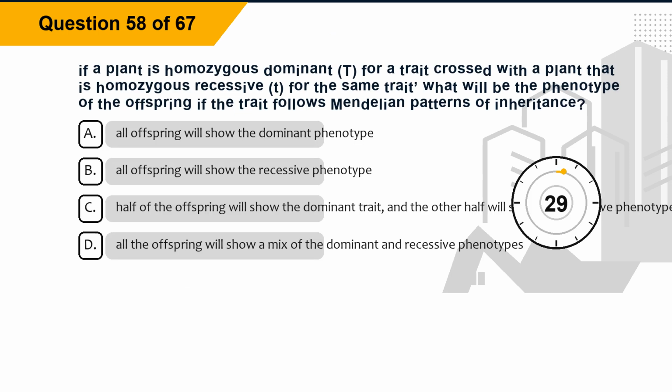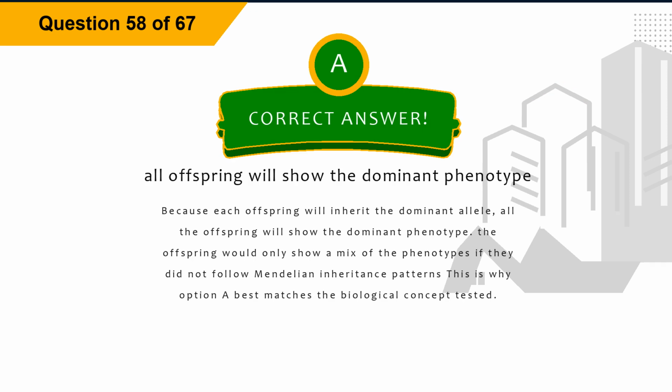Question 58. If a plant is homozygous dominant, TT, for a trait crossed with a plant that is homozygous recessive, tt, for the same trait, what will be the phenotype of the offspring if the trait follows Mendelian patterns of inheritance? Option A, all offspring will show the dominant phenotype. Option B, all offspring will show the recessive phenotype. Option C, half of the offspring will show the dominant trait, and the other half will show the recessive phenotype. Option D, all the offspring will show a mix of the dominant and recessive phenotypes. The correct answer is option A, all offspring will show the dominant phenotype. Explanation.